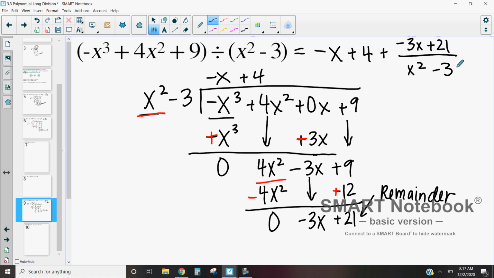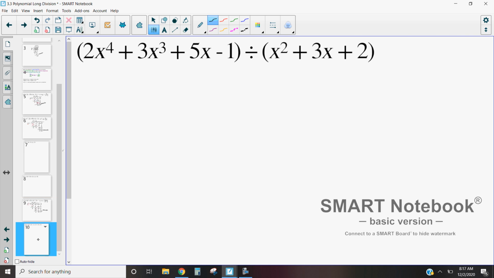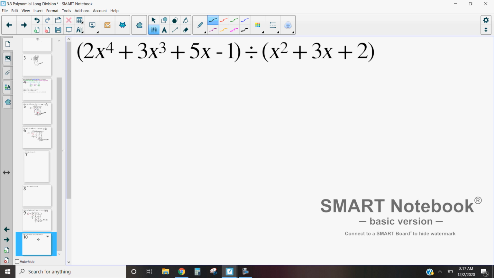Okay, so we end up with that fraction over there that has two polynomials, one on top and one on bottom. And we're just going to leave our remainder there as it is. So let's take a look at one last example here before we end our video. Now notice how this one has 3 terms.